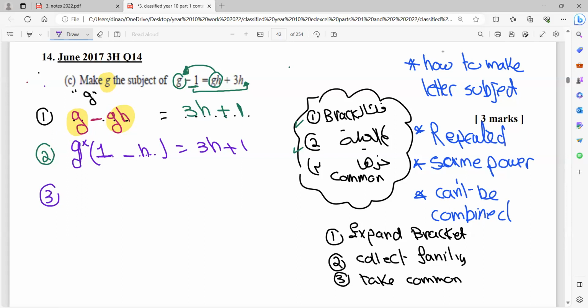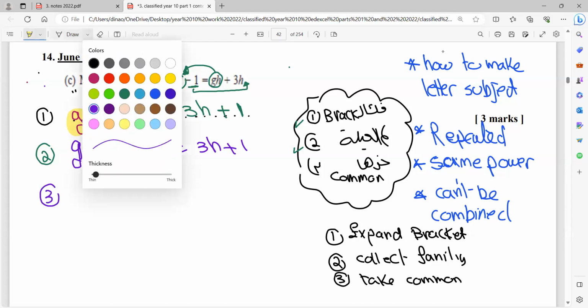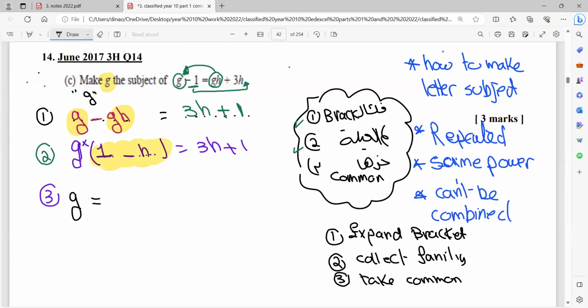Now, since this bracket is multiplied with the G, in order to remove the bracket and move it to the other side of the equation, I divide. And please remember, guys, that to eliminate any term of the equation, we do it by division, so we do it by the inverse operation. Since the bracket is multiplied, it moves by division. So the right hand side will remain as it is, and then I divide by the bracket.